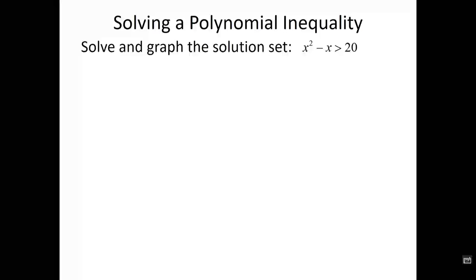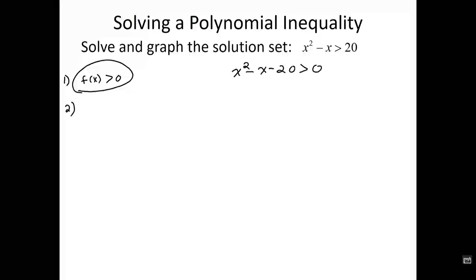All right, so the first thing we want to do is to express the inequality as f of x greater than 0. So let's do that. This is going to be x squared minus x minus 20 is greater than 0. So that's the first thing we want to do.